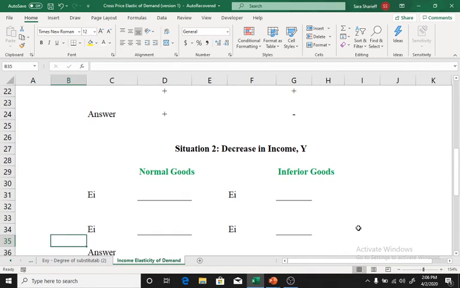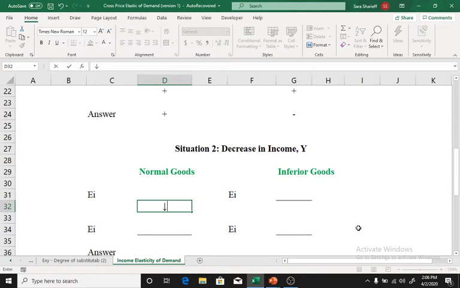Situation number 2, where we decrease income. I would now like to decrease the income. Let's say there is some percentage decrease in income. How will that impact the normal good? The demand curve is also going to shift left, right? When your income is going to decrease, we'll purchase less of normal goods, less gold, less new cars. So at the same level of price, now a lower quantity will be demanded.